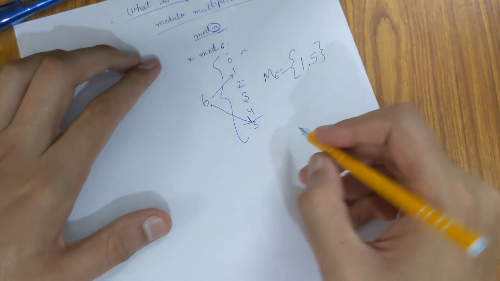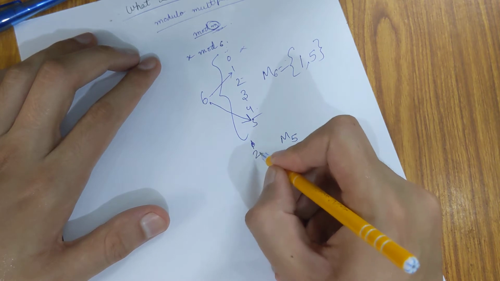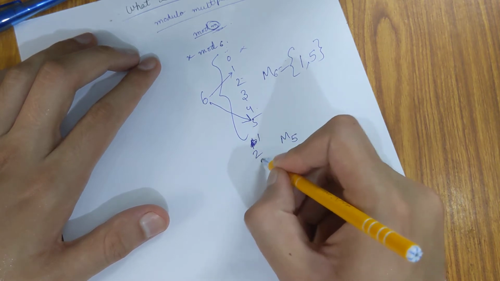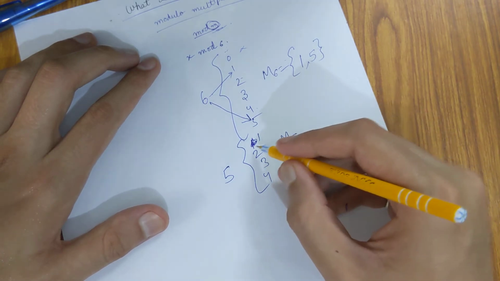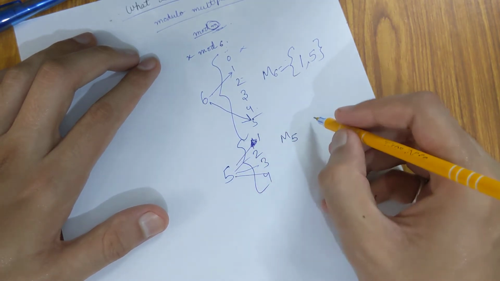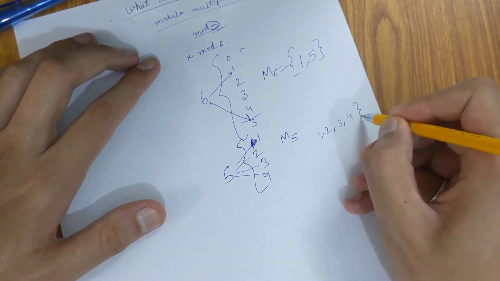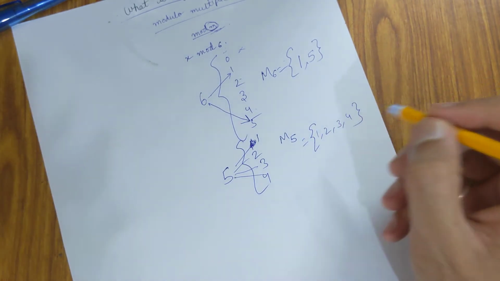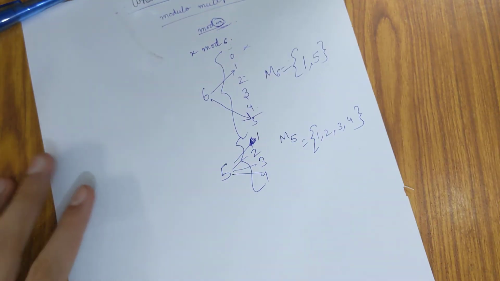Similarly for M5, we have 0, 1, 2, 3, 4. We ignore 0, so 1, 2, 3, 4 are all prime with respect to 5 because they have no common factors with 5. So 1, 2, 3, 4 is the M5. Okay, now let's try to explore more on this.